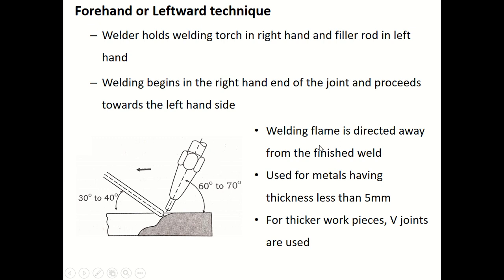Please note that the welding flame is directed away from the finished weld. This is the finished weld part, and the welding flame is away from it. This technique is used for metals having thickness less than 5 mm, and for thicker workpieces, V joints are used. So this is the forehand or leftward technique.